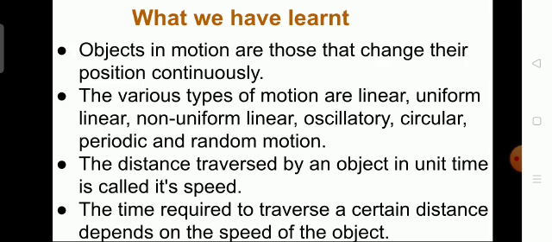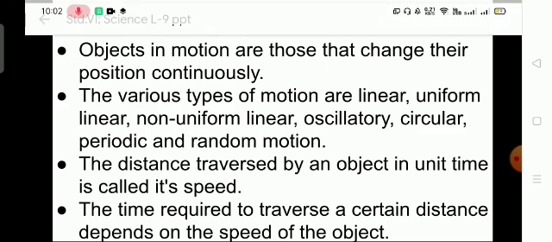The distance traversed by an object in unit time is called its speed. The time required to traverse a certain distance depends on the speed of the object. What is speed? Speed equals distance traversed upon time required for traversing the distance, or the distance traversed by an object in unit time is called the speed of that object.